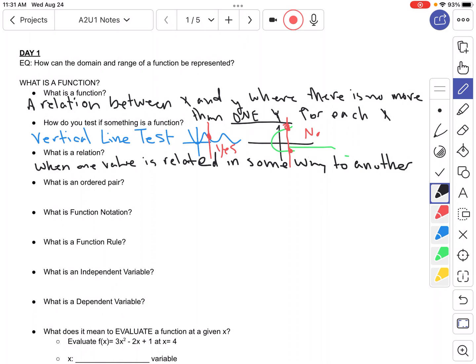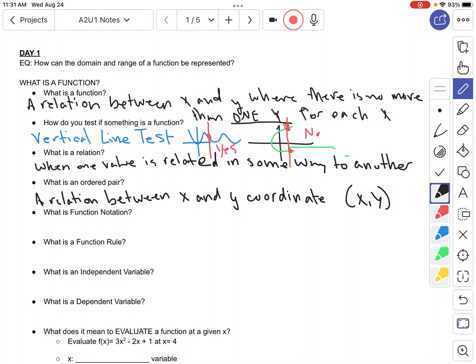What is an ordered pair? It's a relation between x and y coordinates. And it looks like this. It's an ordered pair because order matters. X always comes first, y always comes second. You can use other variables, not just x and y, just those are the most commonly used. However, any two variables can create an ordered pair. It just depends on what variables you've defined your function with.